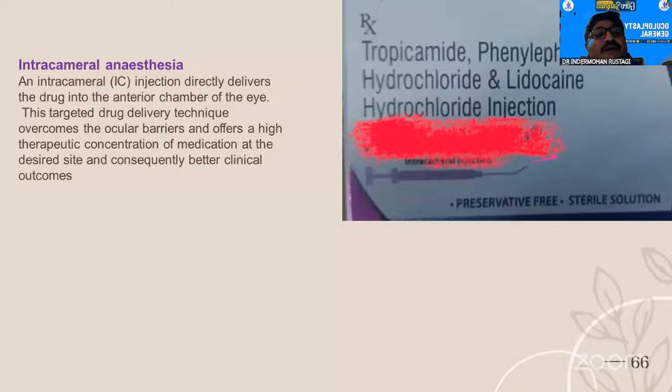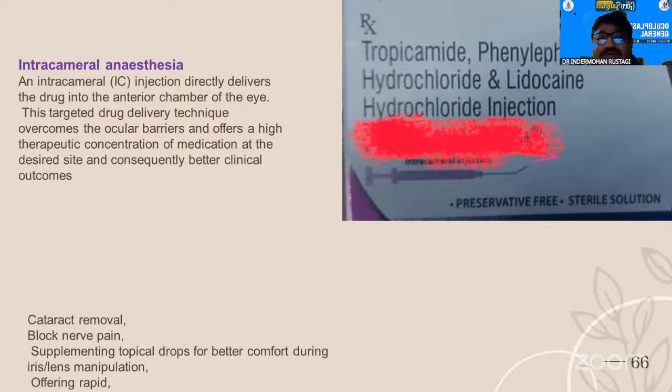Then comes the intracameral anesthesia, where we want to supplement, or the pupil is not dilated, or the patient doesn't want to stay in the hospital for long and is directly shifted into the theater. We put the xylocaine, the paracaine drops, and then we inject this mixture of tropicamide, phenylephrine, and lidocaine into the anterior chamber. The intracameral injection is given, and immediately within seconds the effect comes.